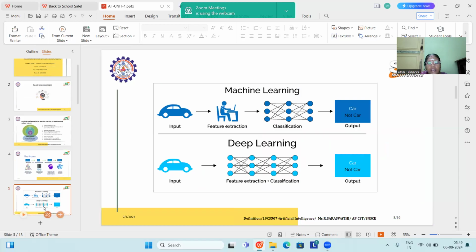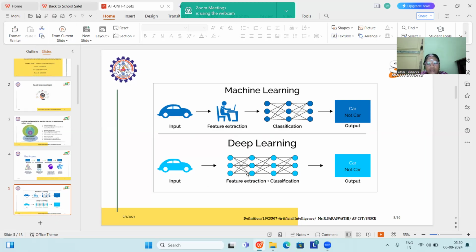Machine learning. In machine learning, the input is a car. We have to extract the features. What is the type of car? What's the color? How to seat the car? How to seat the table? These are the different types of features. According to those features, we have to classify them and then produce the output.